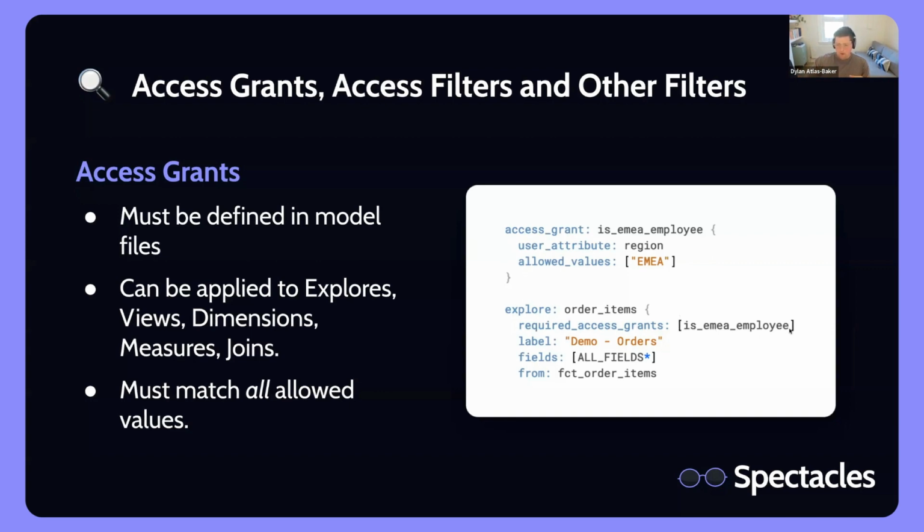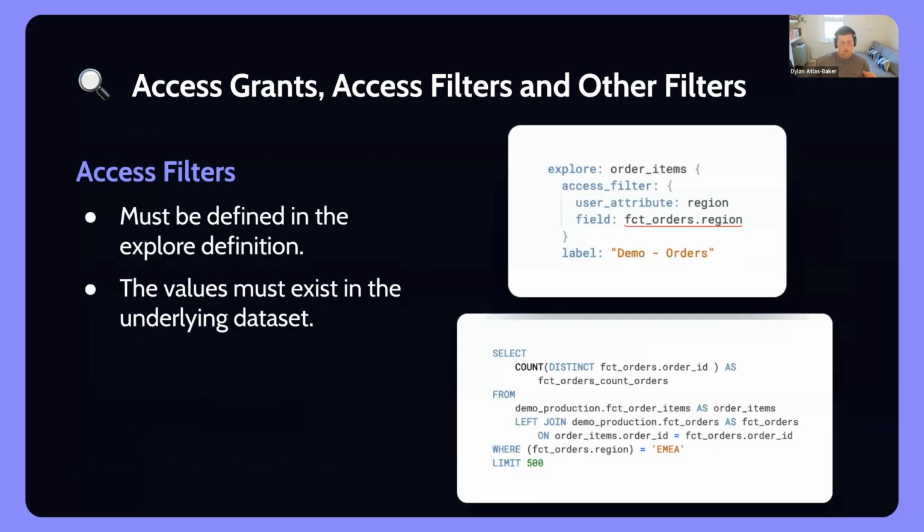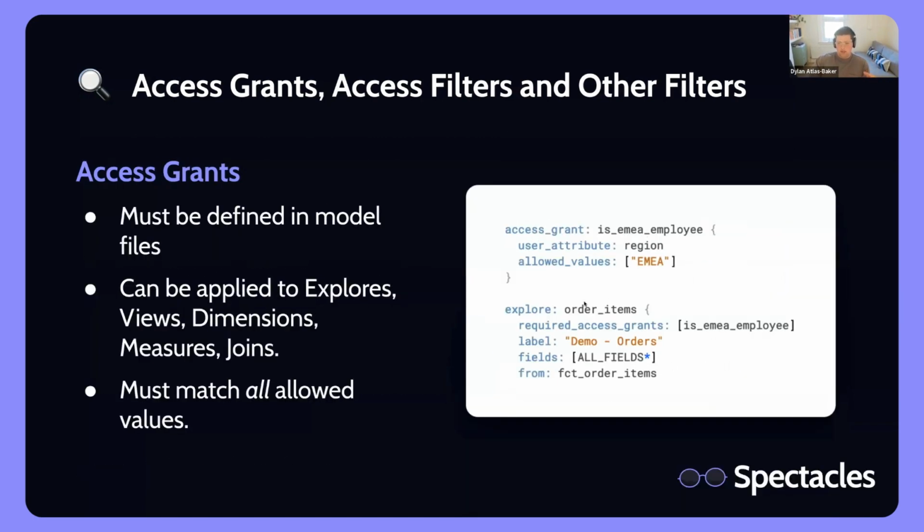So you may have is_emea_employee and is_senior_company_executive or something like that. And they need to match all of those required access grants. And so effectively, this is a way in this code of saying only EMEA employees can see this order items Explore. For anyone else, they can't. And so this is a way, if we talk about roles being at the model level, of you doing things at a lower level. And you can assign this required access grant to any of these things that I've talked about, to views, to dimensions, to measures, to joins in an Explore. And so you can really set this in really custom ways if your organization requires it.